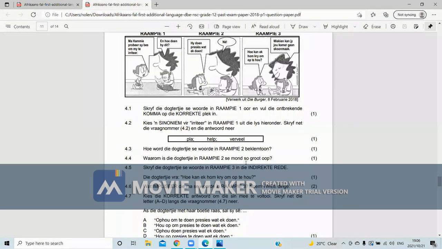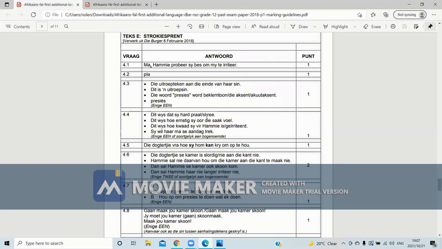Next one, 4.5. Die dogtertjie se woorde in rampie 3 is in die direkte rede. Die dogtertjie vra, hoe kan ek hom kry om op te hou? Oh, wow, I can't even read. It says write her words in the indirect. Okay, so what is she doing? It's a question sentence. So we're going to say, die dogtertjie vra, hoe? Our rule for indirect is that if it's a question without a question word, then we would use of. But if it's a question with a question word, which this is, then we keep our question word, and we still move that verb to the end. So die dogtertjie vra, hoe sy hom kan kry om op te hou. Okay, hope that makes sense.